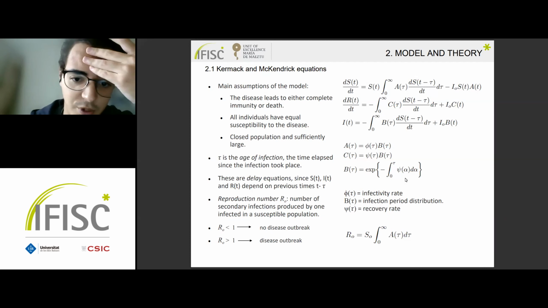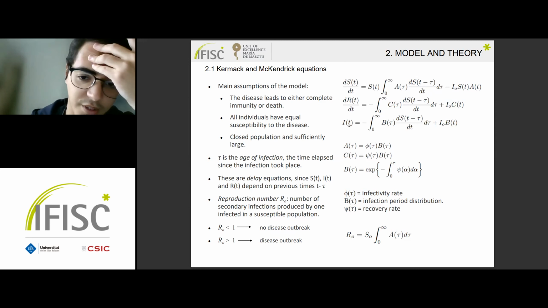So, and these are the equations that Kermack and McKendrick present. They're somehow a mixture between differential and integral equations. They are called integro-differential equations. S is the number of susceptible, R is the number recovered, and for the equation of I, they don't give the derivative of I, but they directly give us this expression here. And tau is the age of infection, which is the time elapsed since infection took place.